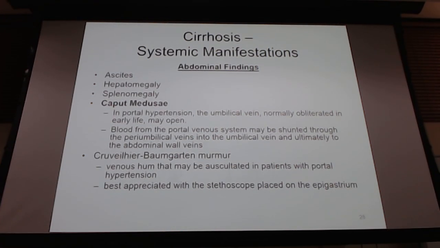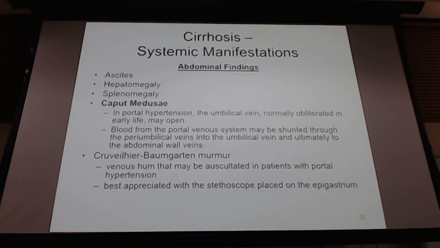Again, ascites, hepatomegaly, splenomegaly, then we have this caput medusae, which is portal hypertension causing all these veins in the abdomen to vasodilate. And they're starting to scar in, so pretty nasty. Immune system's being shunted. I'll show you a picture here in a minute. But then you have Cruveilhier-Baumgarten, so that's a listening down there in the abdomen.